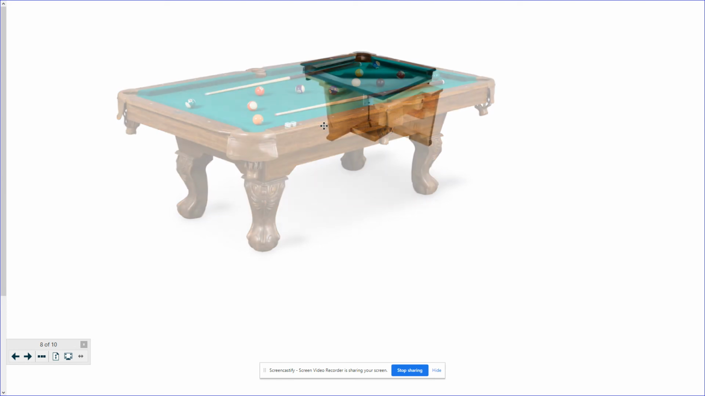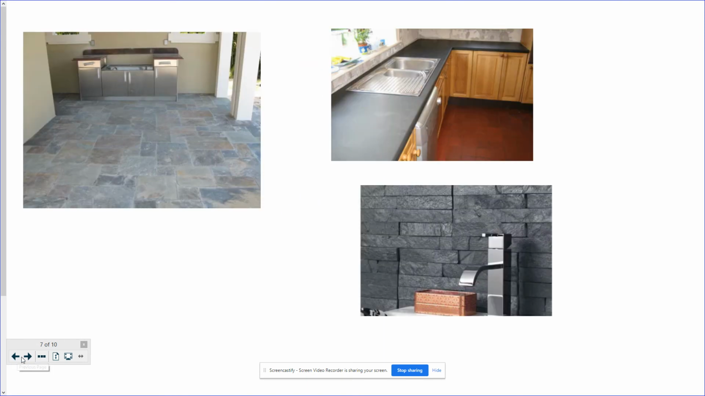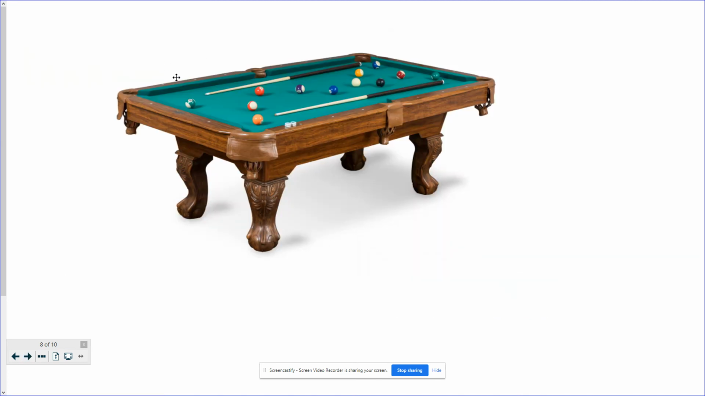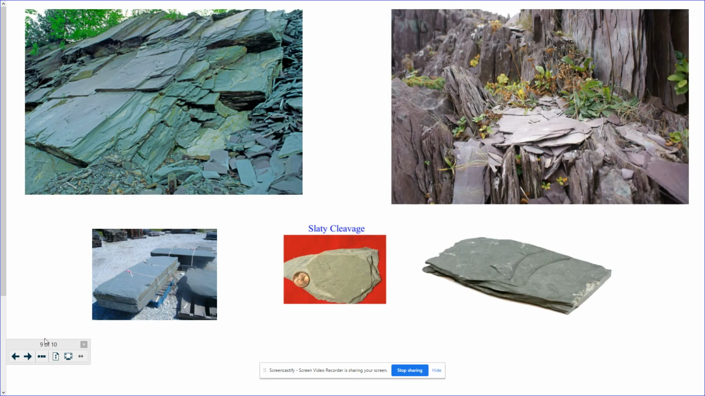So I'm going to click here and show you the construction. Underneath that would be your slate, and then underneath that would be wood holding up the slate. This is where the balls would go down into the holes for pool. So again, I'll show you. I'll back it up. Pool table, huge piece of slate underneath there, and right here you can see the inside of it. Now it's called a slaty cleavage. Cleavage means it cleaves, or breaks, into these nice flat sheets. You can even see it right here in nature. It's just coming off in sheets.